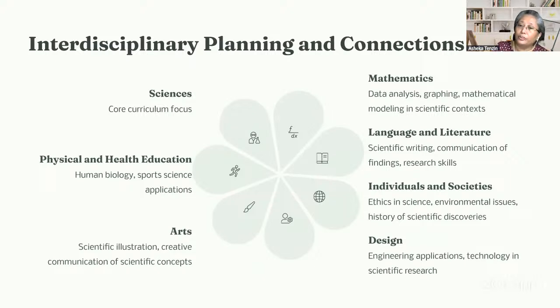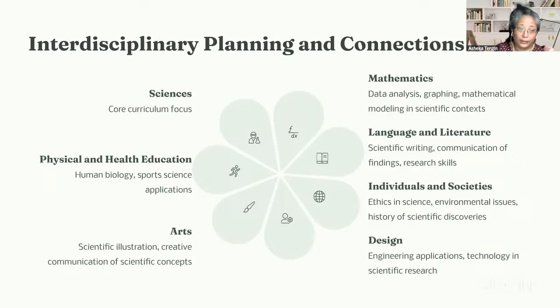In individuals and societies, what aspects are you looking at where you can make connections? Ethics in science, different environmental issues, especially when you're doing geography. Okay, and when you're doing history of scientific discoveries, of course, you will look at orientation in place and time with INS. Okay, now how do you connect in design? There will be opportunities when you are doing engineering applications or when you are going to study technology in scientific research. Okay, there you can make those connections.